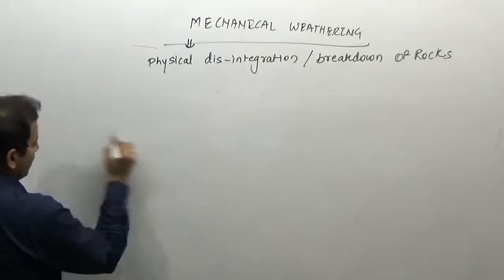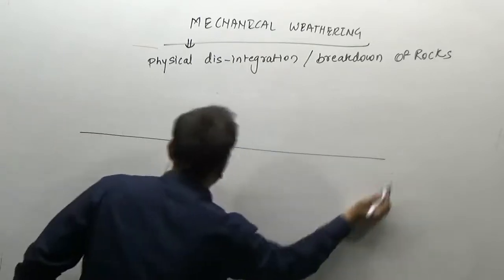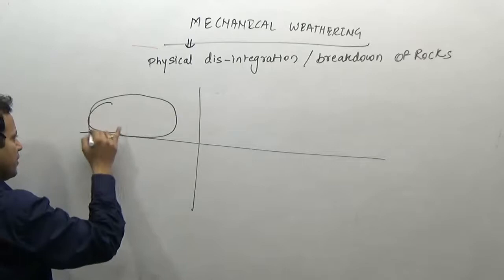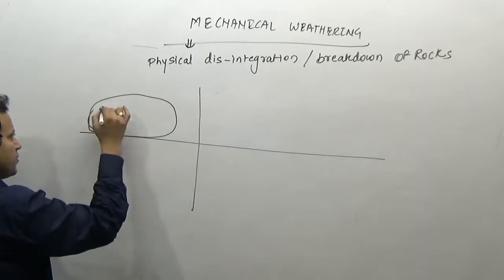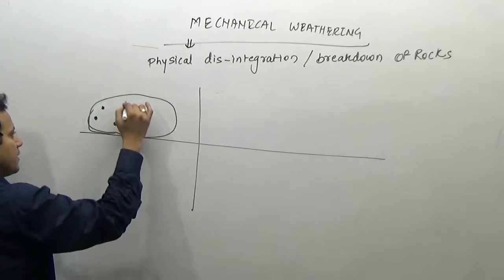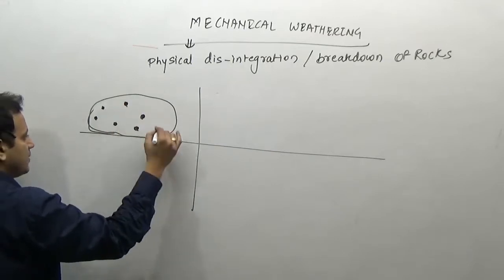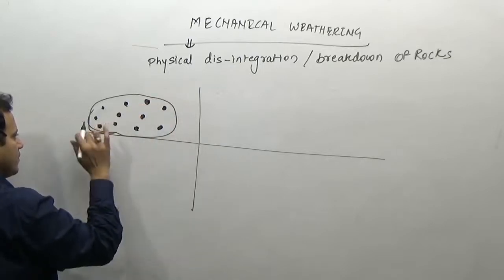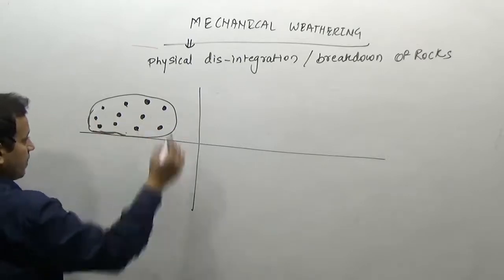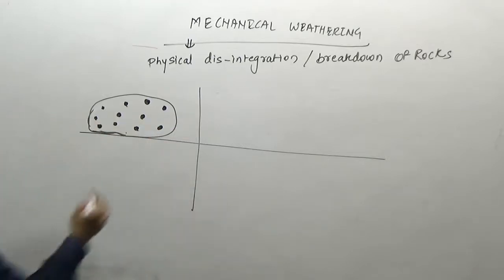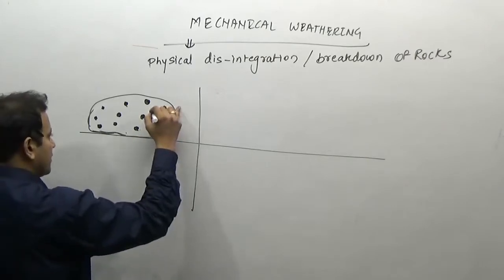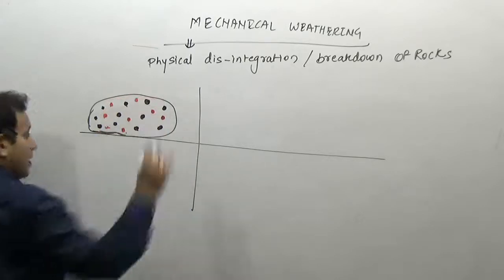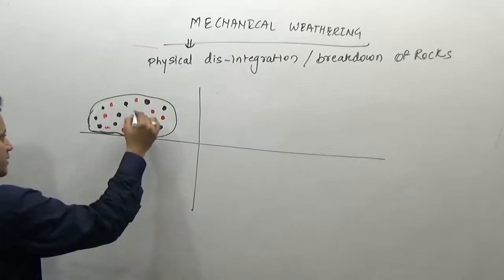Now imagine this kind of a rock structure on the surface, which is having, for example, granite or any kind of a rock structure which is having grains of different sizes and different colors. Now suppose this is a kind of a grain which is having black color grains, it is having some red color grains or crystals. Some are blue color crystals.